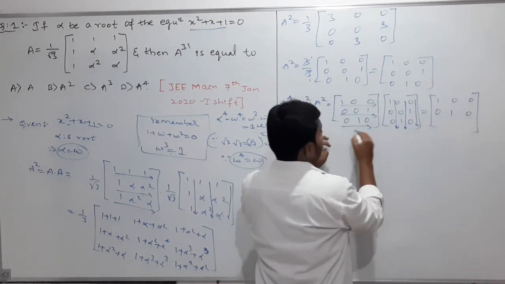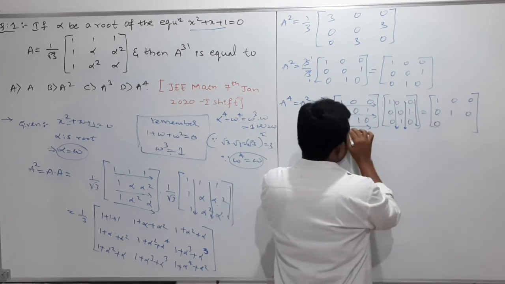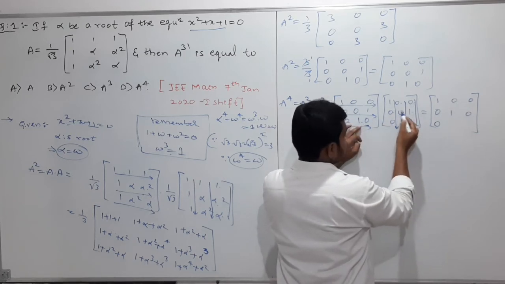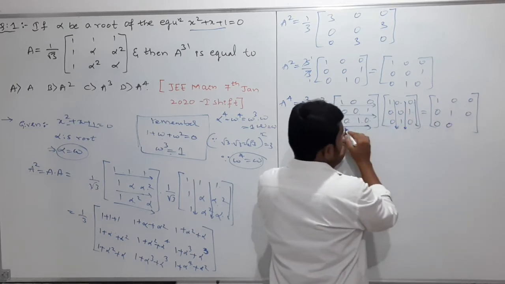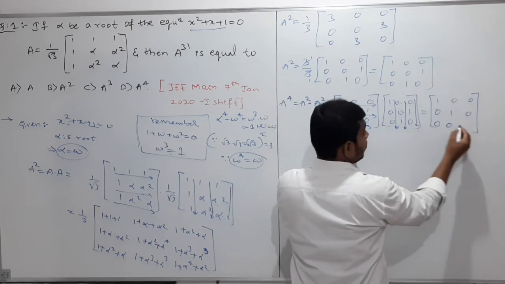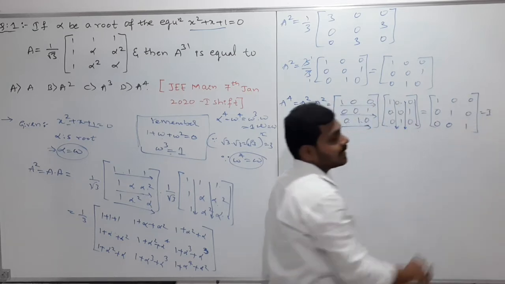0. Next, third row, first column: 0 into 1, 0, 1 into 0, 0, 0 into 0, that is 0. Third row, second column: 0 into 0, 0, 1 into 0, 0, 0 into 0, that is nothing but 0. Third row, third column: 0 into 0, 1 plus 1 into 1, 1, 0 into 0, you will get this one. So this is nothing but the identity matrix.